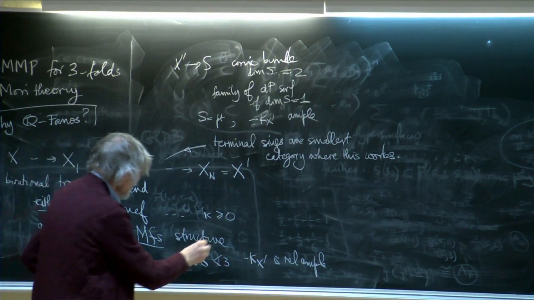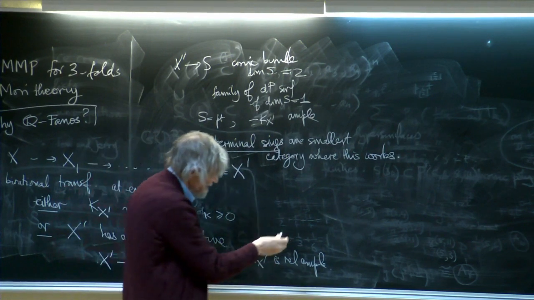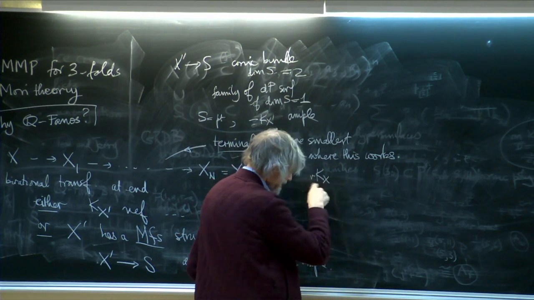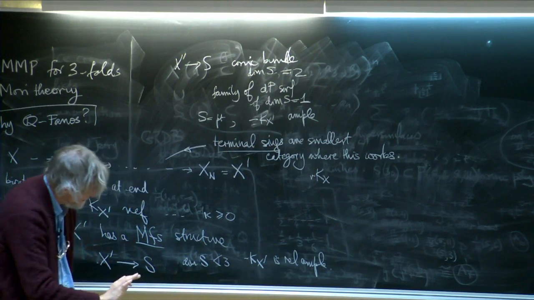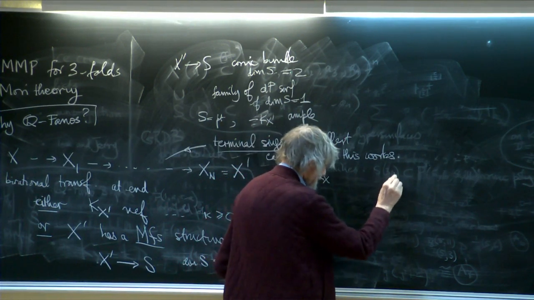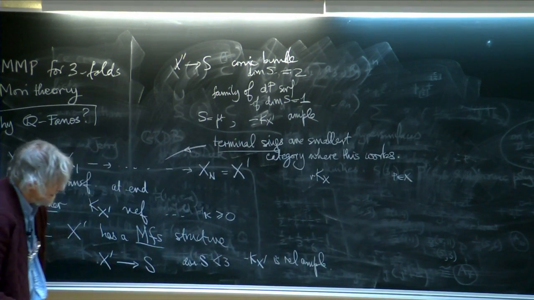So terminal singularities. Let me just say the definition. It means that rK_X is locally Cartier. This is a definition in singularity theory, so it's local at a point. So I write P in X to mean a germ of X at a point.